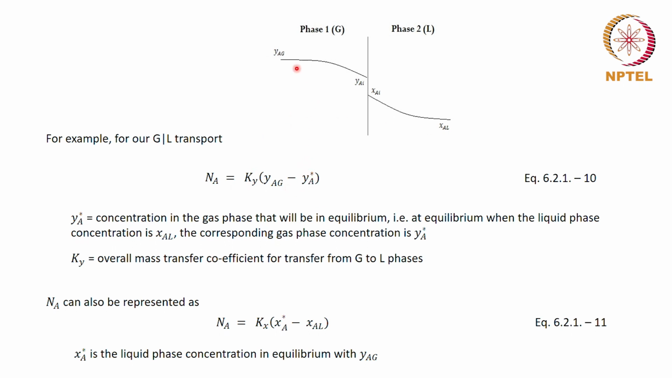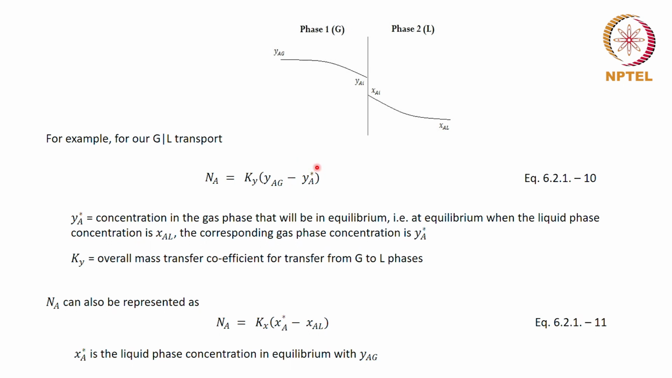To overcome that difficulty, we are looking at a conceptual quantity. We said that we will define a quantity in the gas phase that will be in equilibrium with the bulk concentration of the liquid phase, and thereby we could do the algebraic manipulations. So that is what is given here. NA, the flux of A, is a product of an overall transfer coefficient, capital Ky, times YAG minus YA star.